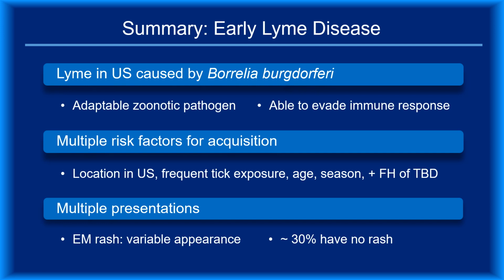Early Lyme disease has several presentations. The hallmark Erythema migrans rash has a variable appearance. Most commonly, it appears as a solid-colored oval lesion. Less than 20% of all rashes have the classic bullseye pattern, and 30% of all reported cases have no rash.